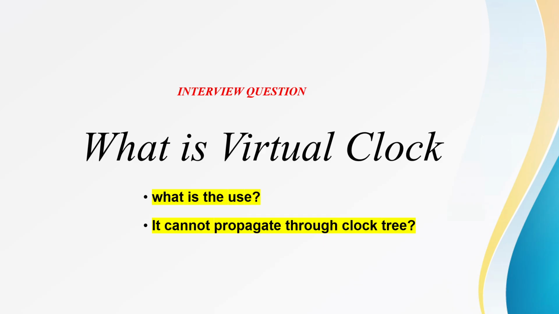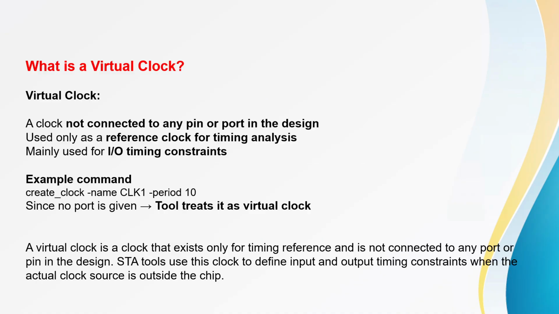Today we are going to discuss virtual clock, what is the use of virtual clock, and why it cannot propagate through the clock tree. A virtual clock is a clock. It is not connected to any pin or port in the design. It is used only as a reference clock for timing analysis, mainly used for input-output timing constraints.